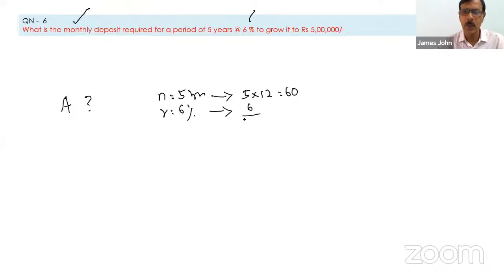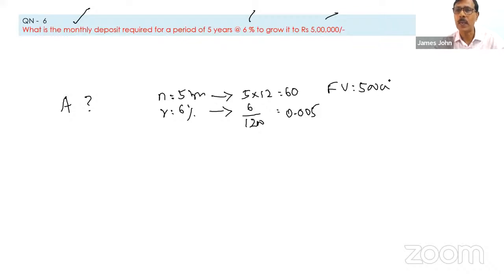6% means 6 by 1200. Isn't it? 6 by 1200, you'll get 0.005. And what else is there? You have given 5 lakh. What is this 5 lakh? Future value. Yes, you have given the future value 5 lakh.